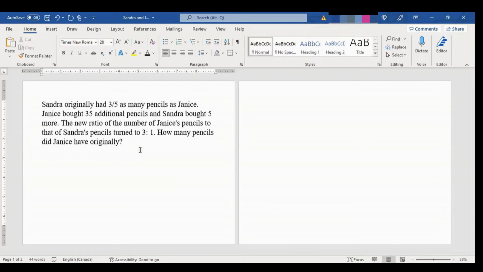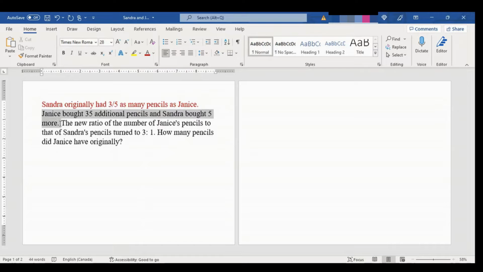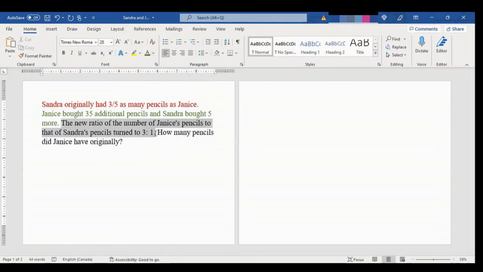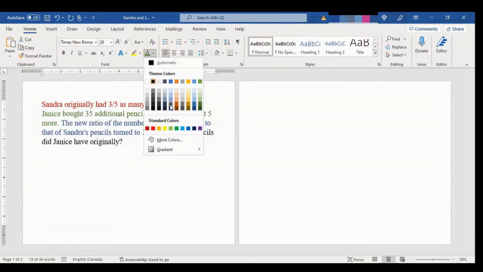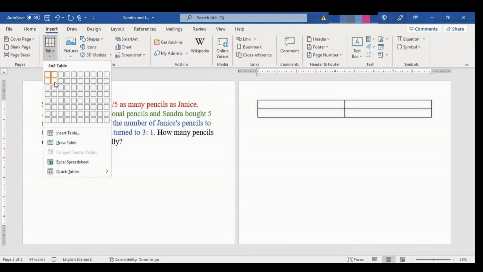So to do this problem, we're going to make the important parts of the question different colors. The 3/5 will be red. The part where they buy additional pencils is the green part, and the new ratio will be blue. And we'll refer to the colors. Now to visually represent this question, we're going to make a table that will represent the number of pencils both Sandra and Janice have.